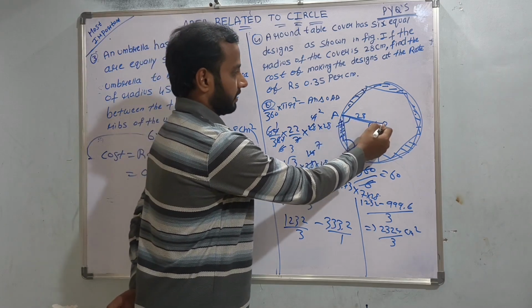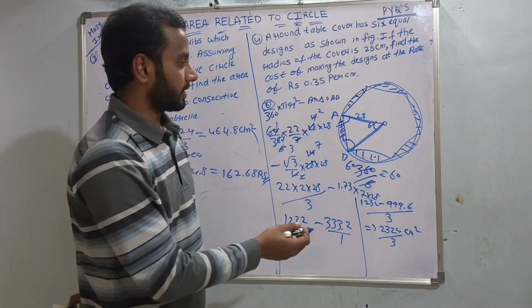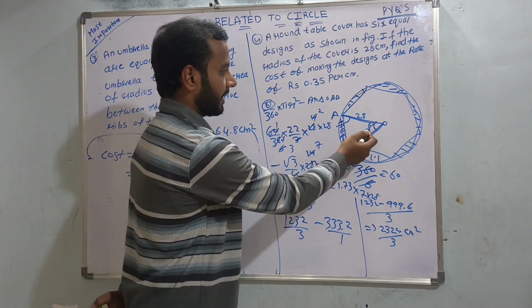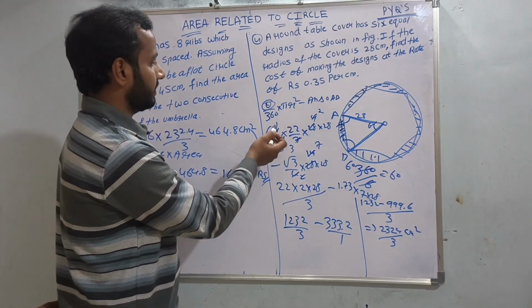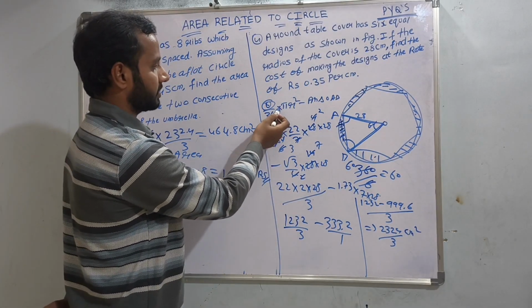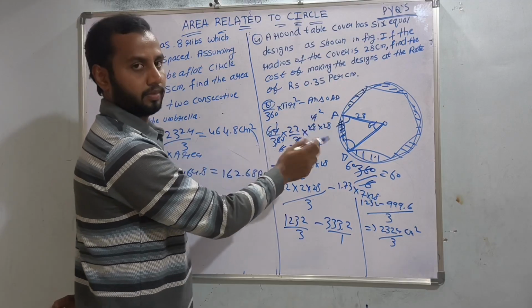Here the circle is divided into 6 parts. Then each angle of the circle is 60 degree. Then this part will be called the minor segment. Minor segment formula is theta by 360 into pi r square minus area of triangle OAB.